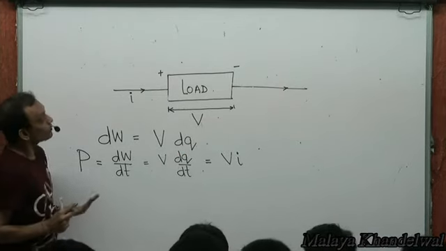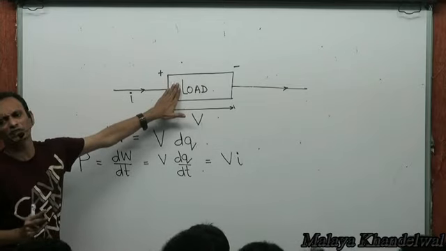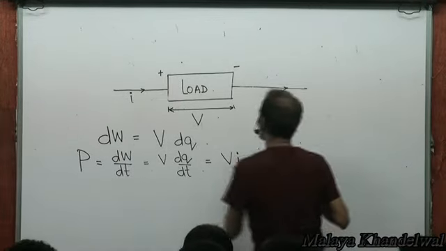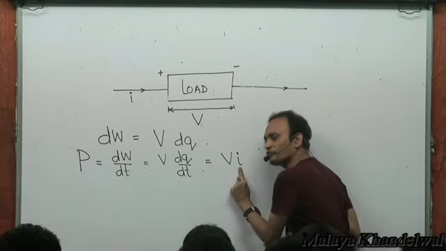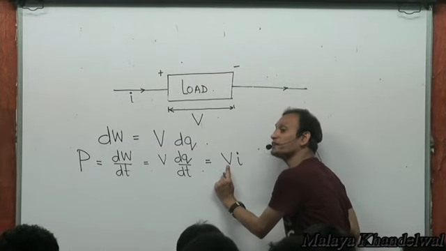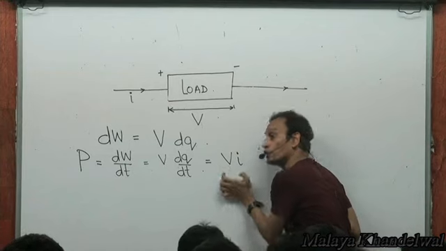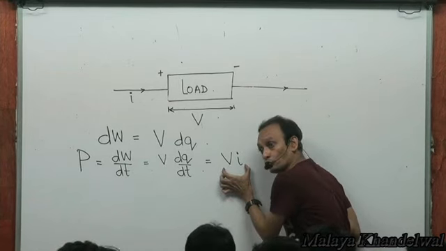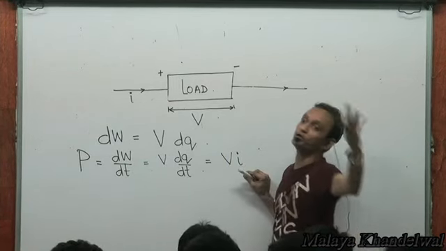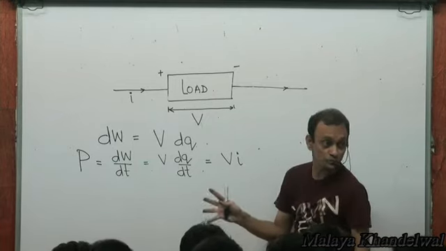right? So no matter what the load is, the power consumed by the load would be the current flowing through the load into the potential difference across the load. That is the power made available to the load, these many watts. Okay.